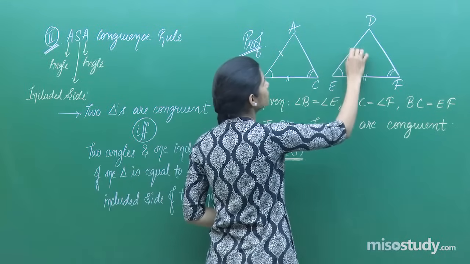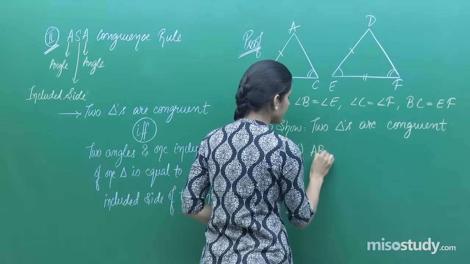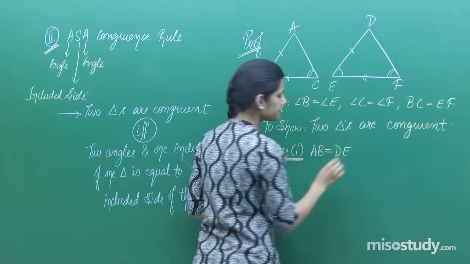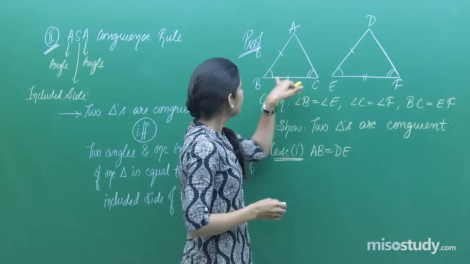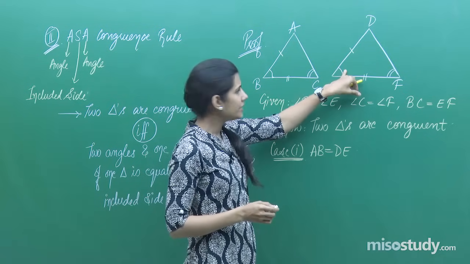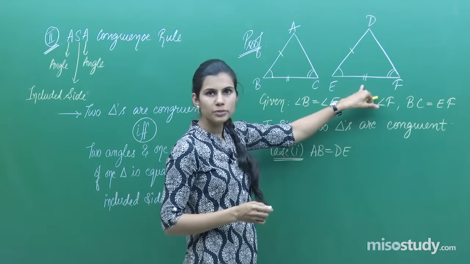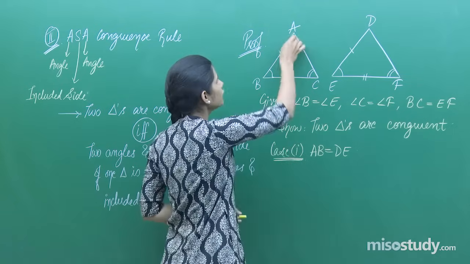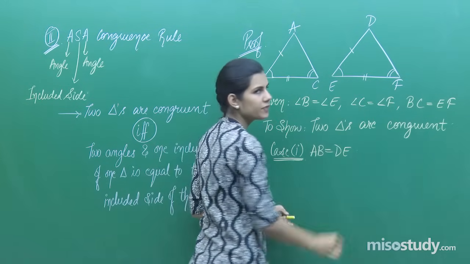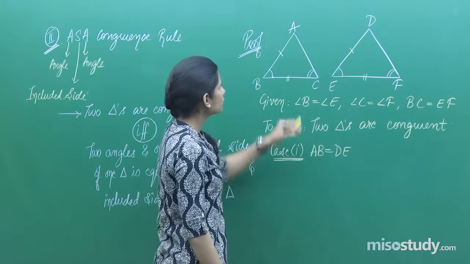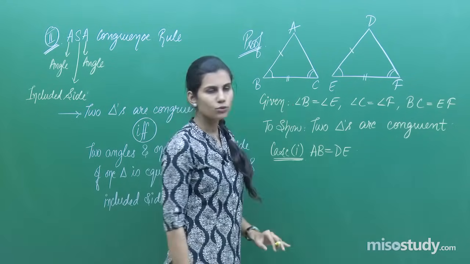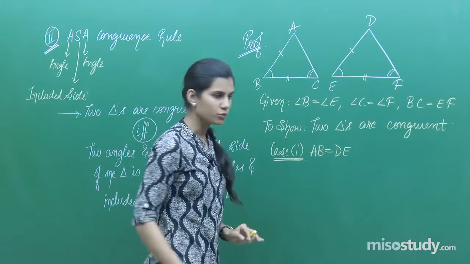When this length is equal to this length, AB is equal to DE. The moment AB is equal to DE, this angle B is already equal to angle E, and BC is already given to be equal to EF. I will have two sides of equal length in these two triangles and one included angle of equal measure. So therefore, by the SAS congruence rule, these two triangles will be congruent.